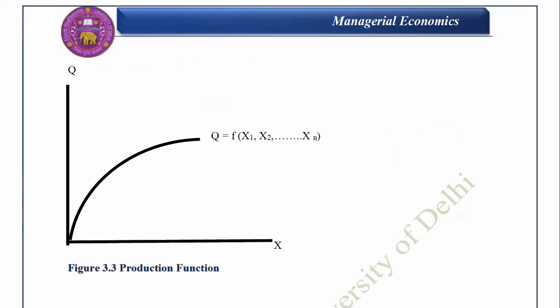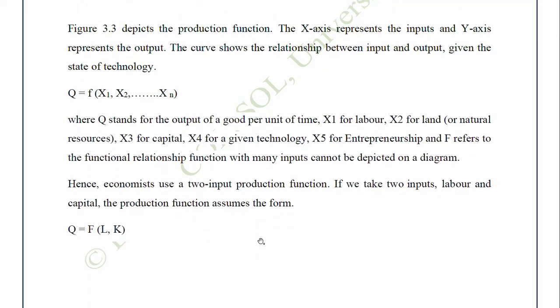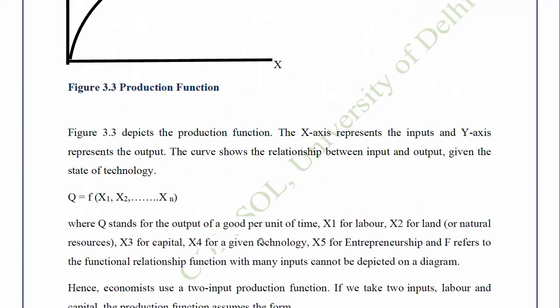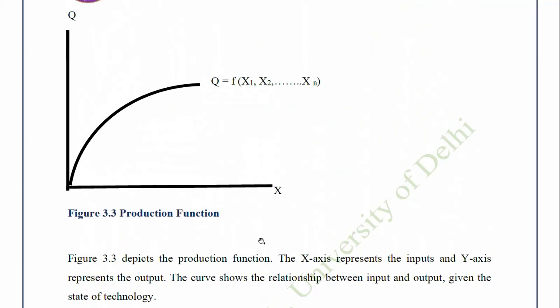Figure 3.3 depicts the production function. The x-axis represents the inputs and the y-axis represents the output. The curve shows the relationship between input and output given the state of technology.